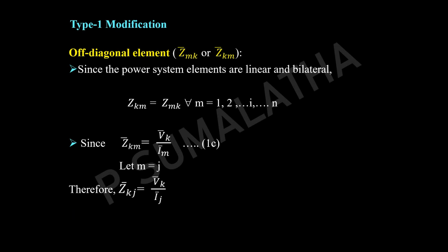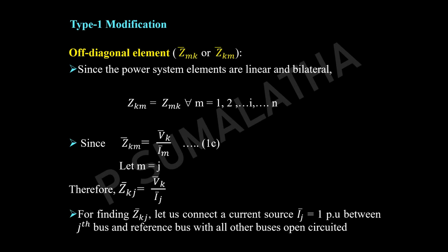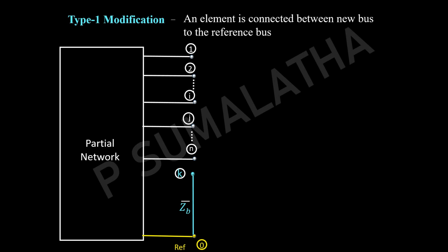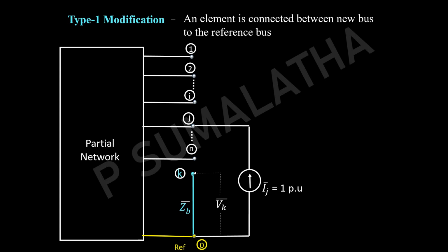In the previous case we considered all the nodes open circuited. Now for this expression we need the current with respect to the jth node. So we will inject the current, again 1 per unit, at the jth node. Like the previous case, we will assume all other nodes are open circuited. This network we already have. Now we are going to inject the current between the jth node and the reference node of magnitude 1 per unit. Now let us mark the voltage with respect to the kth node. That is Vk.